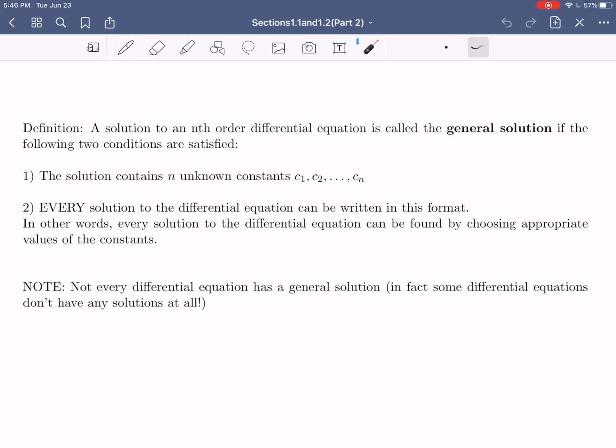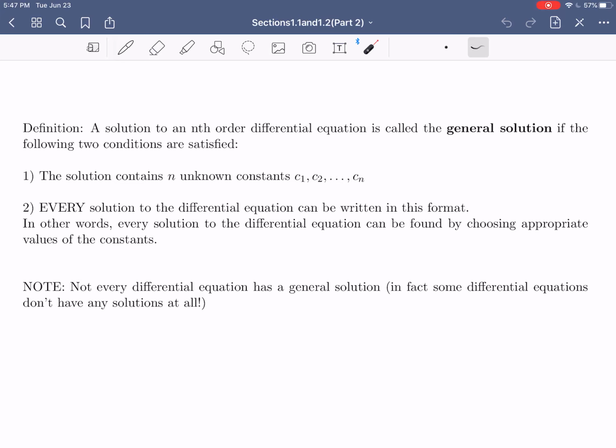What that means, because "written in this format" is not a particularly mathematically precise way of defining something, is that every solution to the differential equation can be found by choosing appropriate values of the constants C1, C2 through Cn. So in other words, every particular solution you can find for the differential equation can be thought of as a part of this general solution by choosing the correct C1, C2 through Cn.